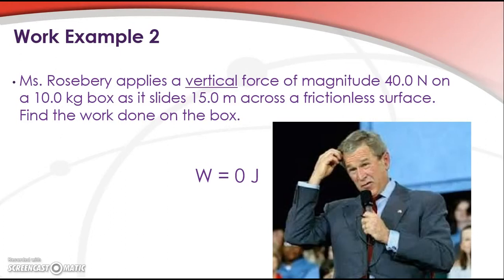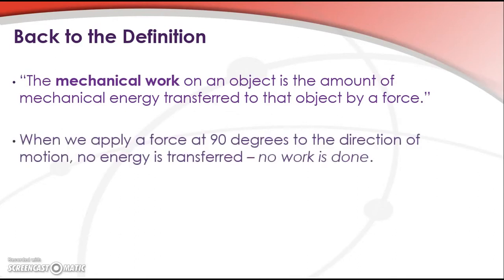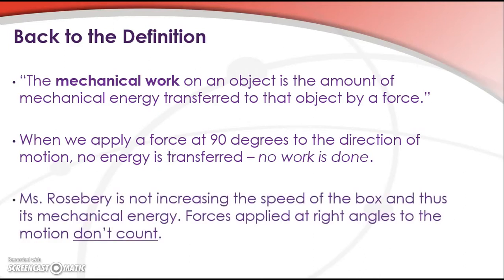And this might seem kind of confusing at first, but we can rationalize why this is the case. So if we go back to our definition of work, the mechanical work on an object is the amount of mechanical energy transferred to that object by a force. When we apply the force at 90 degrees to the direction of motion, no energy is transferred. The box doesn't accelerate, it doesn't decelerate, no work is done. And that's a very important concept, and we have to really get our heads around that in this course. So in our case, when we're pushing vertically, the box doesn't accelerate. Its mechanical energy is constant, and the force applied doesn't count towards the work.